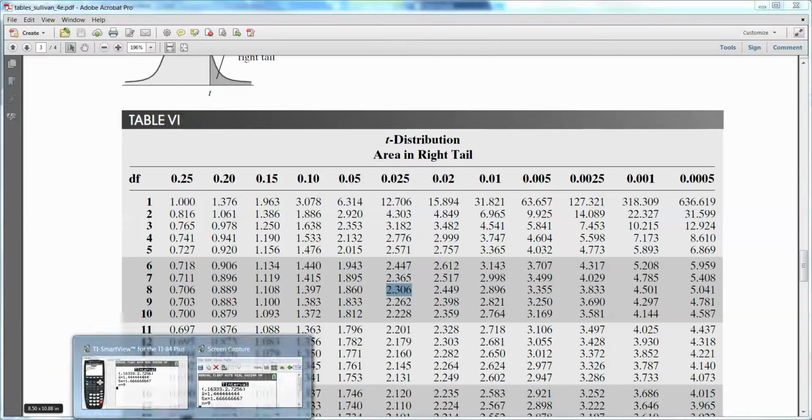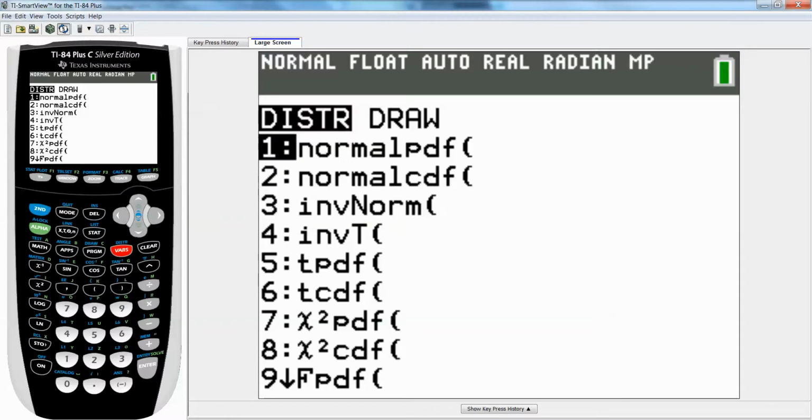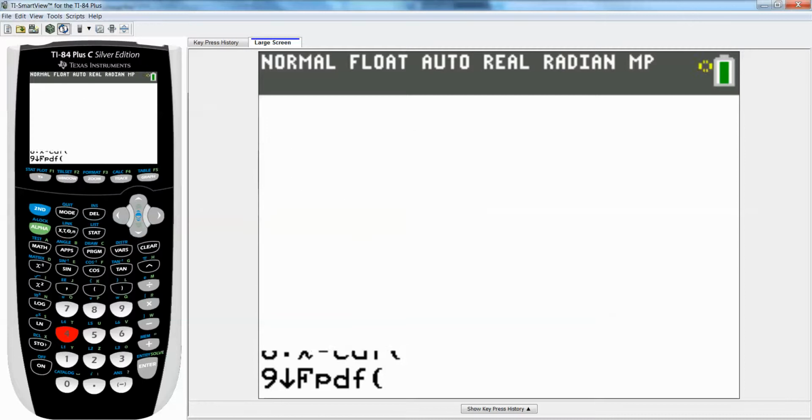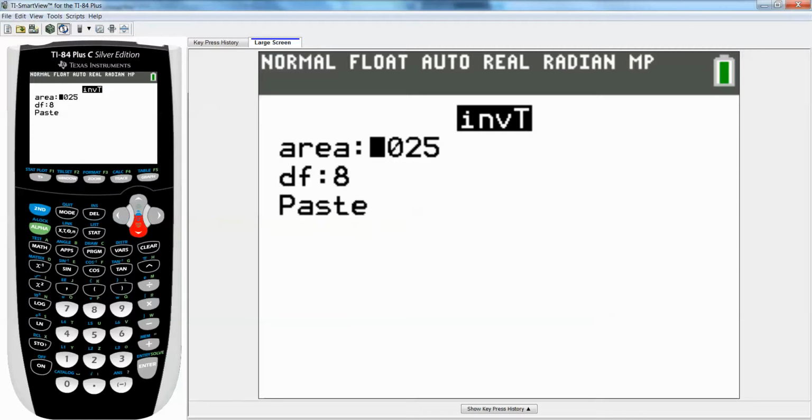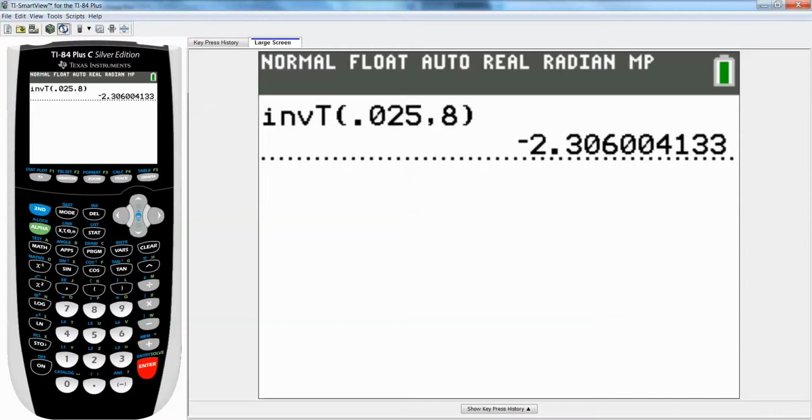Now if you have a TI-84, you can actually find it with the calculator. So second, distribution, number 4, inverse t, so you pick that one. You say 0.025 because that's your column. Degrees of freedom is 8, and you press enter, and it finds it. Oops, you press enter again, and it finds it for you. Now it's going to give you the negative one, but that's okay.